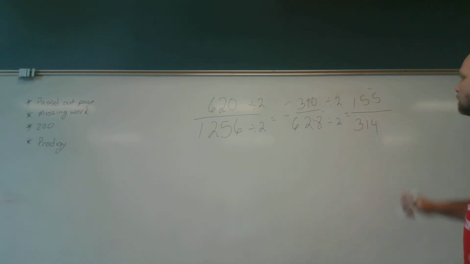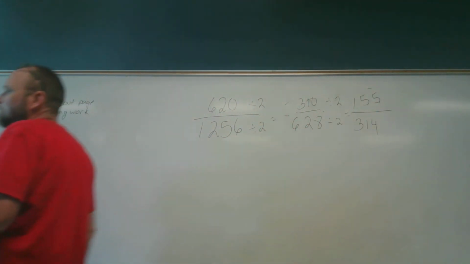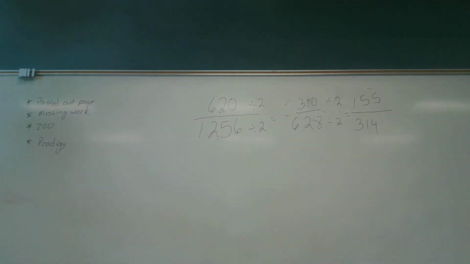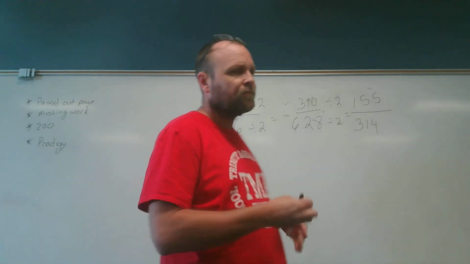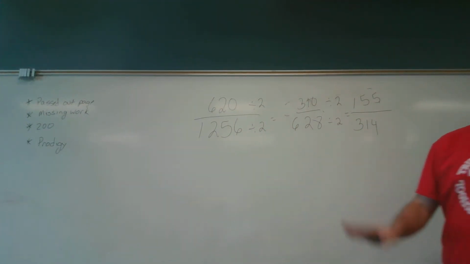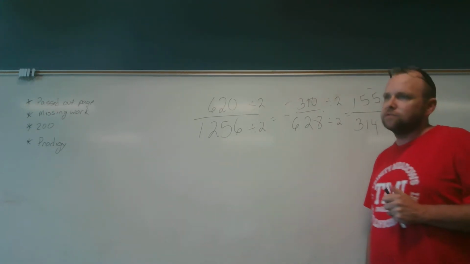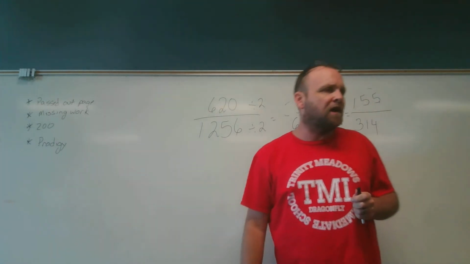And 628 divided by 2 is 314. Now I'm going to guess that that's probably lowest terms. I don't know. But this is just an example of how you can take a big number down to lowest terms. If you know your divisibility rules for 2, 3, 5, and 10, you're probably going to be in good shape simplifying most fractions. Most. 2, 3, 5, and 10. Yes.